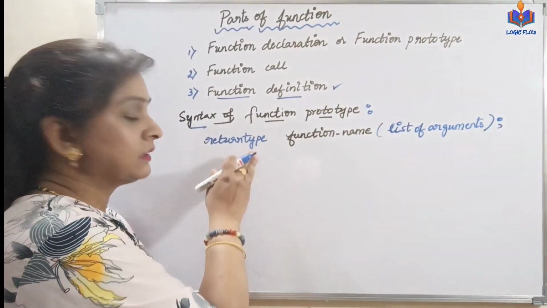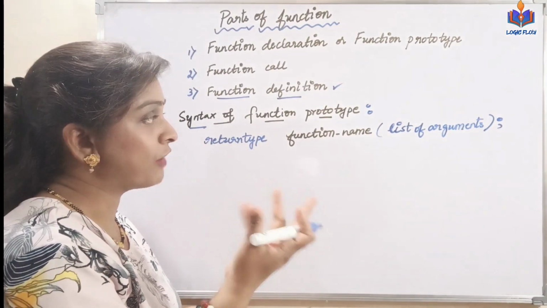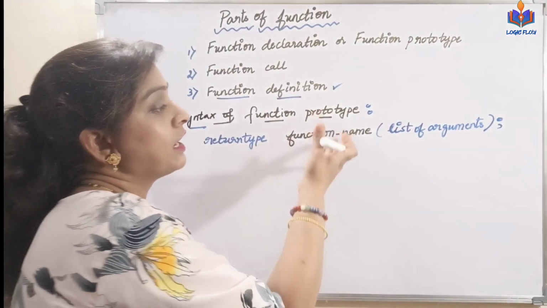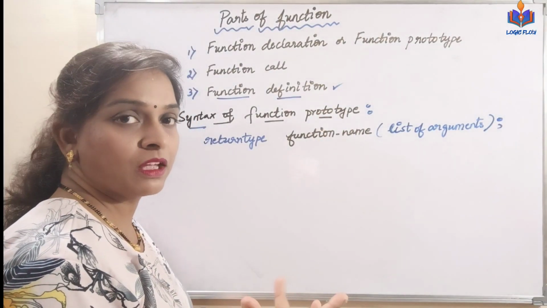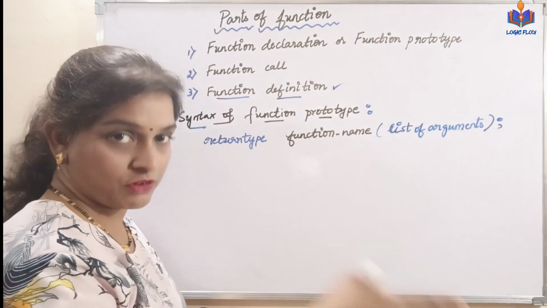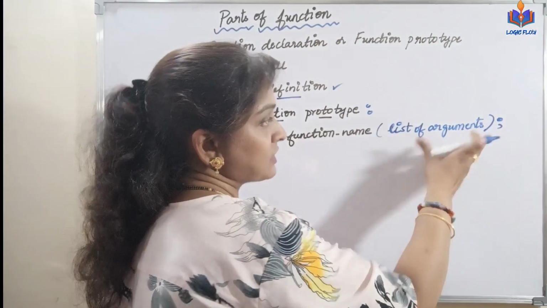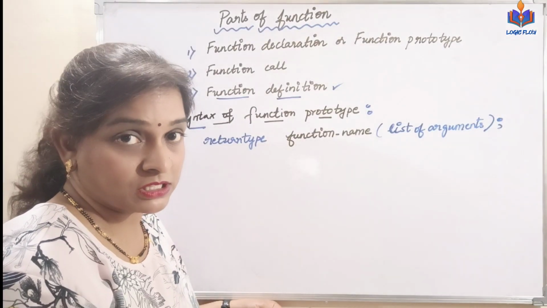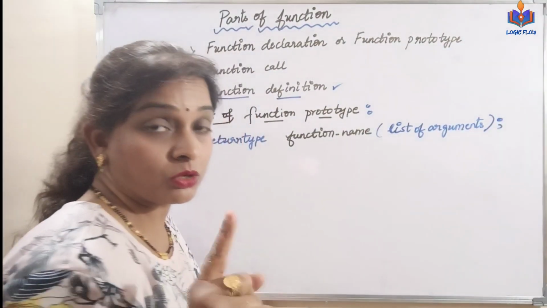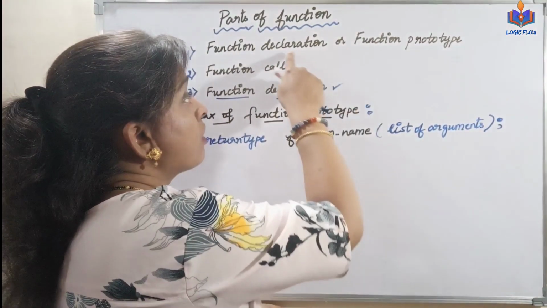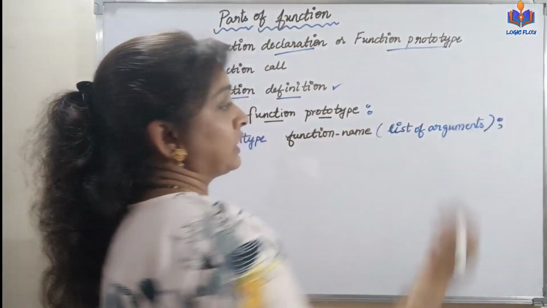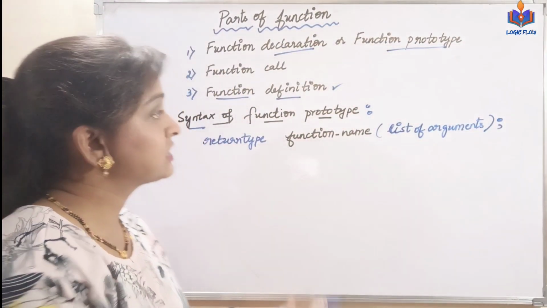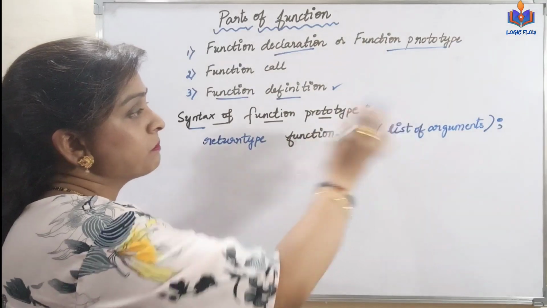Return type, the type of value the function returns. Name of the function, any user defined name that is relevant to the task. List of arguments, the inputs that the function is taking. It may take or it may not take, it depends. And a semicolon, that you should remember for declaration, or what we call a prototype. This is function prototype syntax.